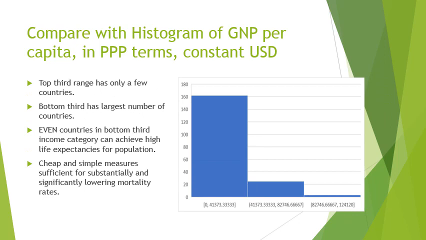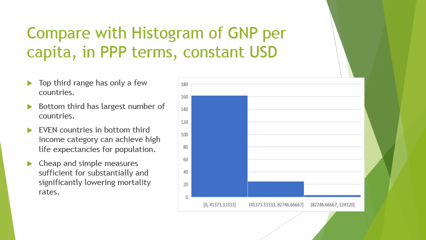If you look at the same division of countries into 3 pieces by GNP, you see that the top category has very few countries, the middle has an even smaller number, and the bottom third has the largest numbers of countries, with 160 countries. So what this shows is that even countries with the bottom third income can achieve very high life expectancies. What this means is that one doesn't need a high GNP per capita to take measures which will increase the life expectancy for the population.